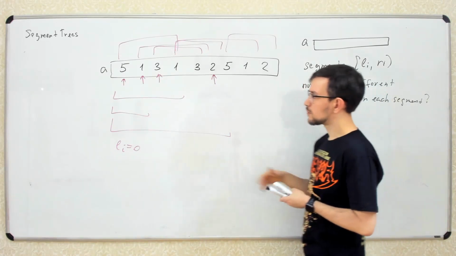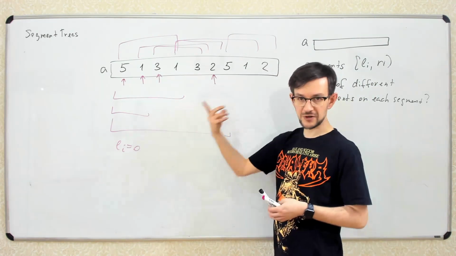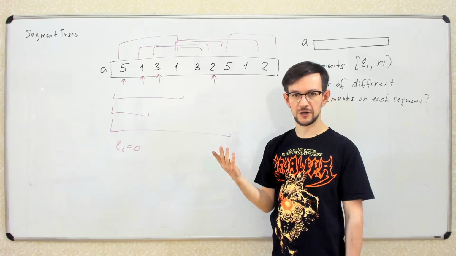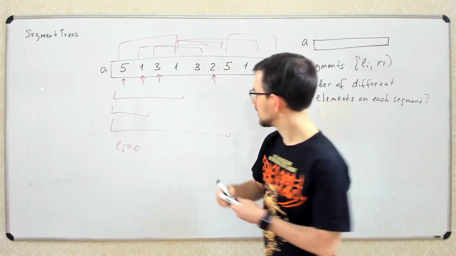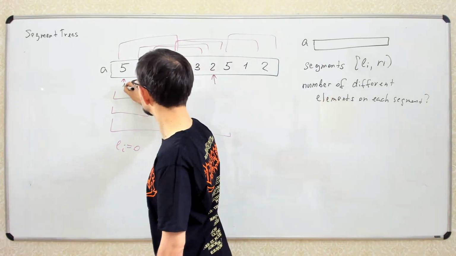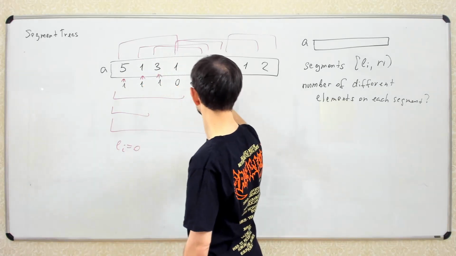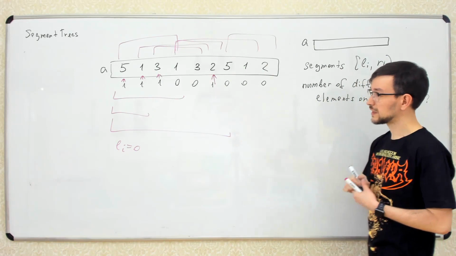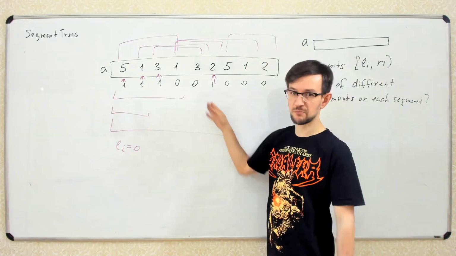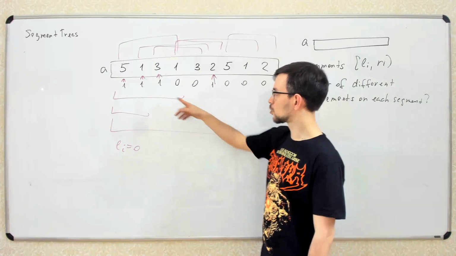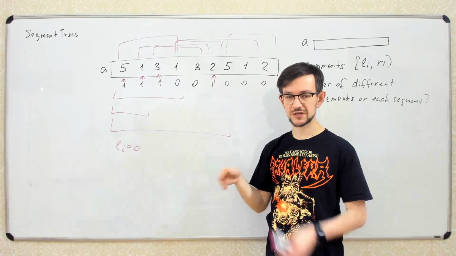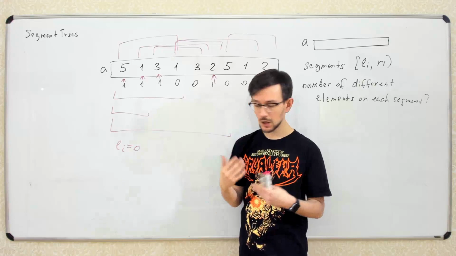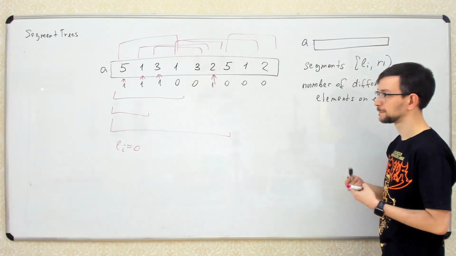So to calculate the number of different elements on some prefix, we just need to calculate the sum in this array. If you create another array, where you put 1s in these positions and 0s in these positions, then to answer this query, you just need to take this prefix and calculate the sum on it. This sum on this prefix will be equal to the number of different elements in this segment. That's the plan.